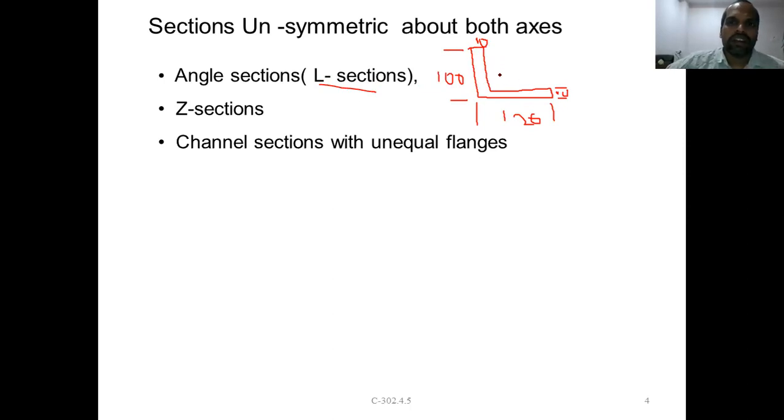Okay, the centroid lies here. The centroid lies here means it is unsymmetric about both axes. So this is xx and yy. This is one example of a section having its centroid outside the area. This is the actual area, our area is this one. But if you calculate the centroid, it is falling outside.